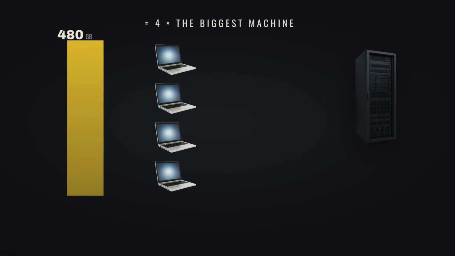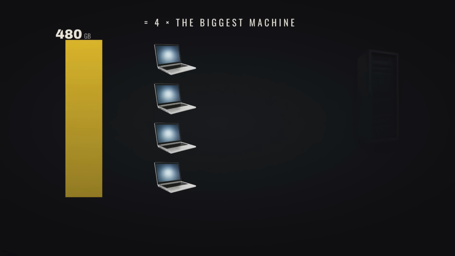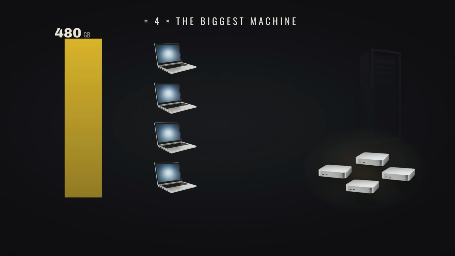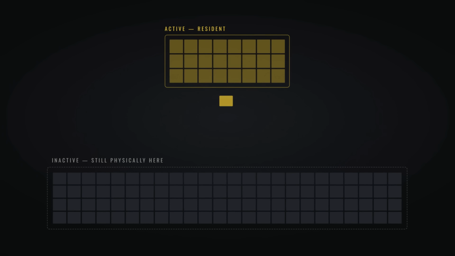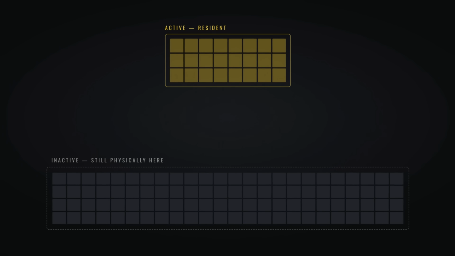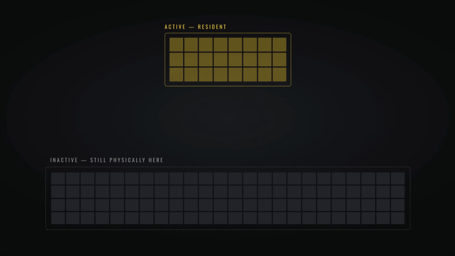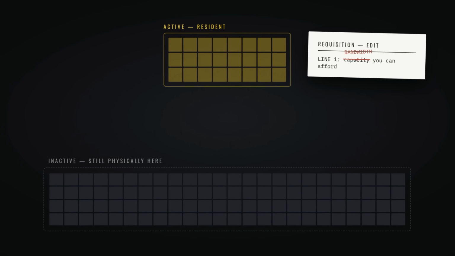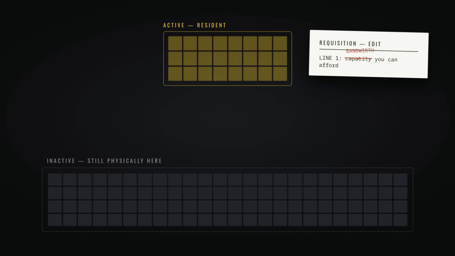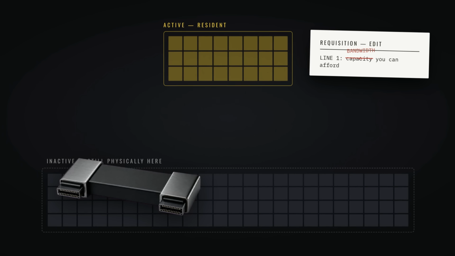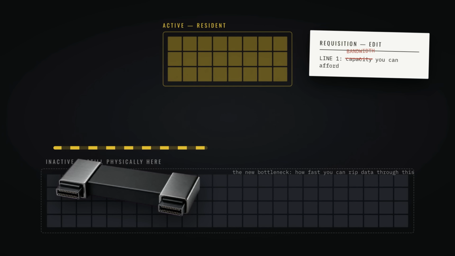And to a determined person with a lot of reckless optimism, it's a handful of boxes rather than a data center rack. But the inactive experts still have to physically exist in the machine somewhere, and the system has to fetch the exact right parts for the next token before it can actually generate anything. So the requisition order changes, because your bottleneck moves from how much VRAM capacity you can afford to how fast you can rip data through the physical cables connecting it.